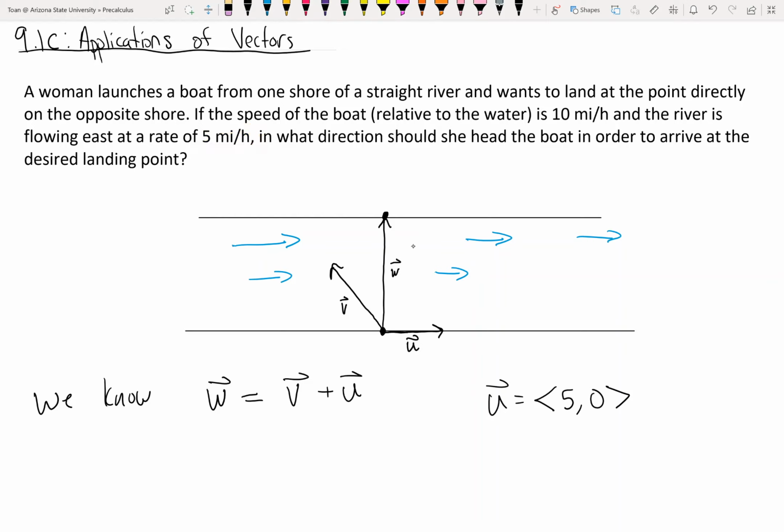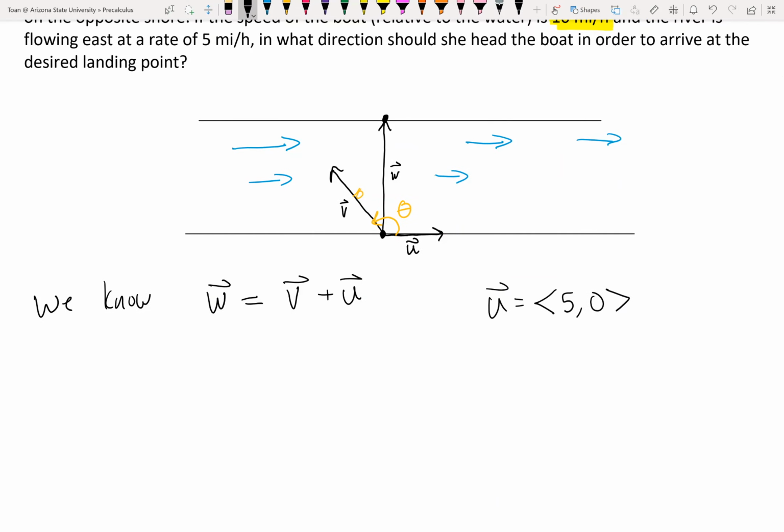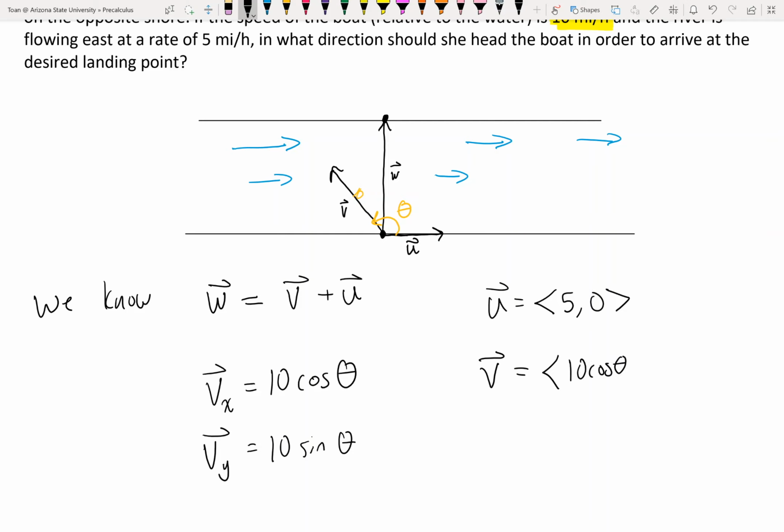It tells us that the woman is rowing 10 miles per hour. So I know that the magnitude, this whole length there, is 10. But it doesn't give us a direction. As a matter of fact, that's what we're trying to solve for. So that's our theta. So for the woman at least, in the x direction, it's the magnitude cosine of the direction. Again, we don't know what the direction is, so we'll keep it as a variable. And the y is going to be the magnitude sine of the direction. So for the woman at least, we know it's going to be 10 cosine theta, comma, 10 sine theta.